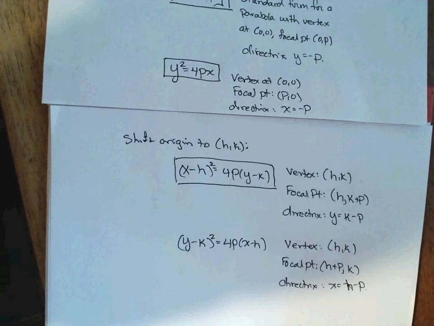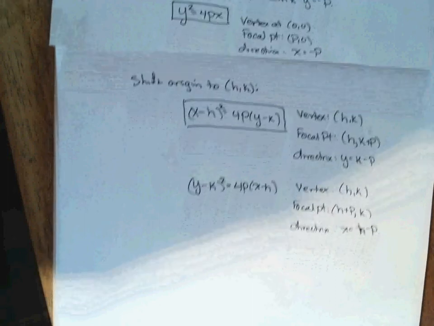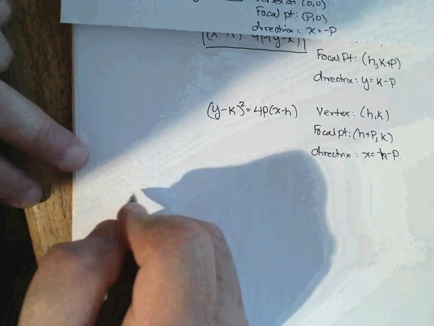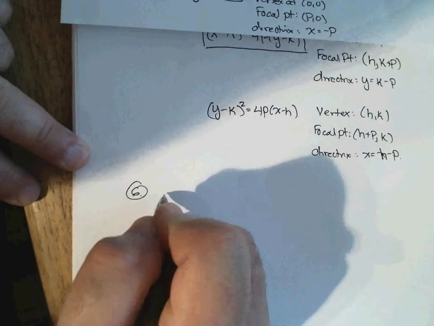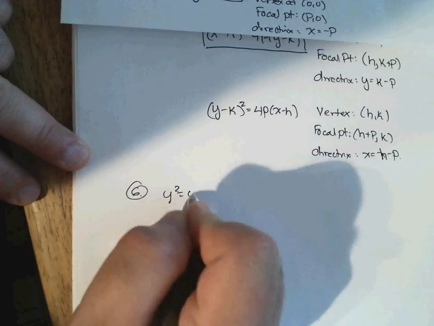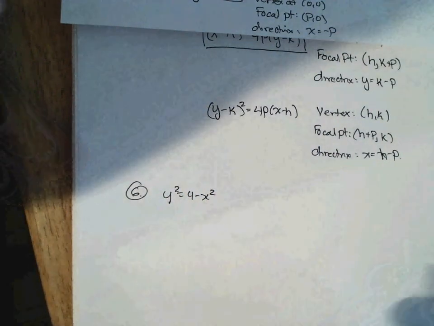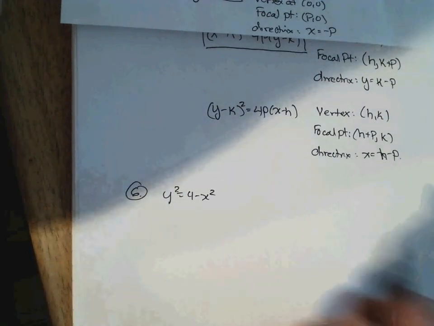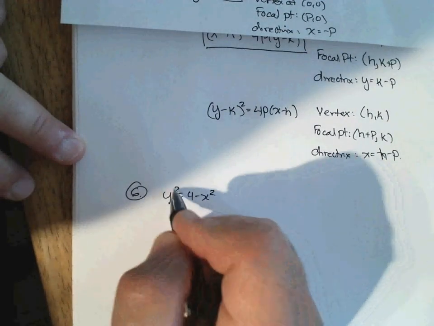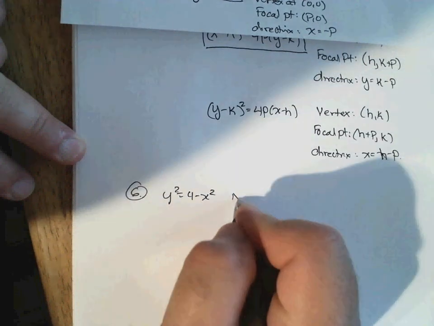We're going to start with some very basic problems here where we're simply asking, is this a parabola or not? So in number 6, you're given y squared equals 4 minus x squared. Is that a parabola or not? Well, no, it's not, because both the y and the x are squared.